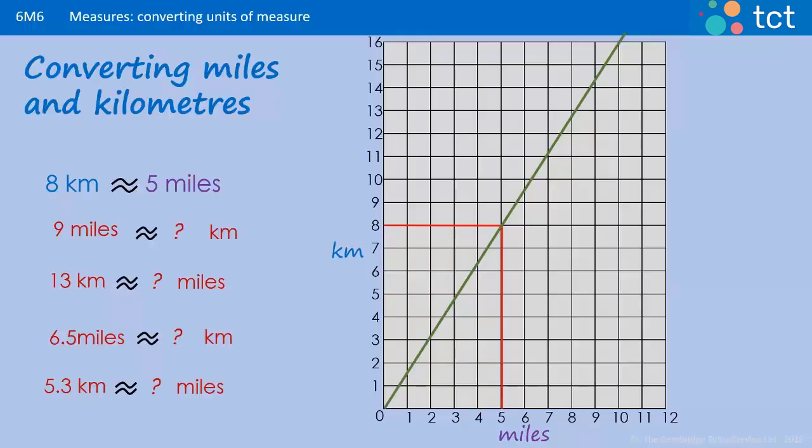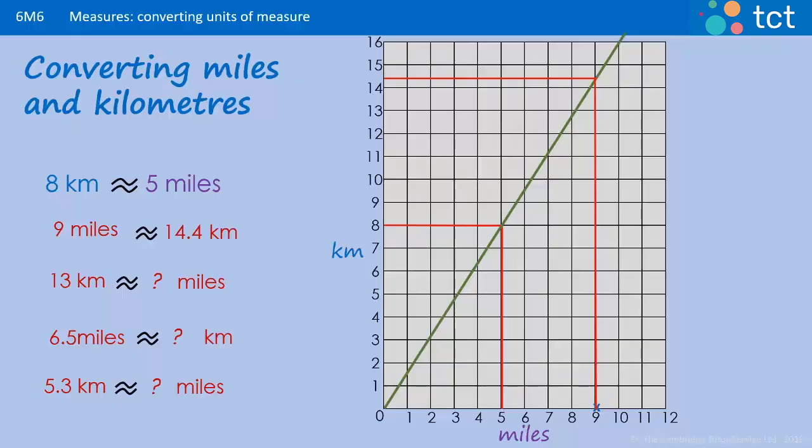Have a look at these approximate conversions. See if you can work them out. Pause the video, have a go. The first one, 9 miles. So mark out 9 miles along the bottom, take the line up, take it across, and that looks like it's just before halfway between 14 and 15. So it's not quite 14 and a half. I'm going to call that 14.4 kilometres.